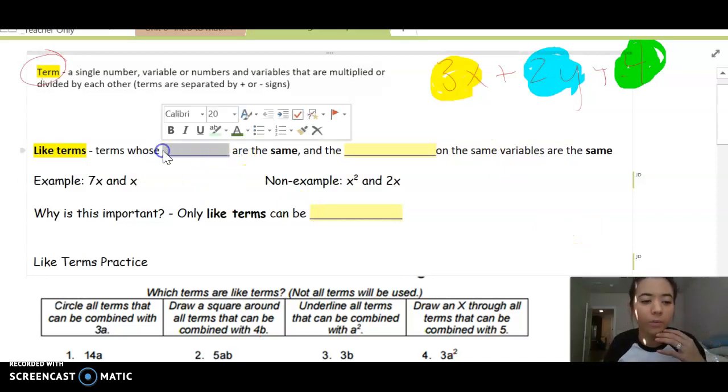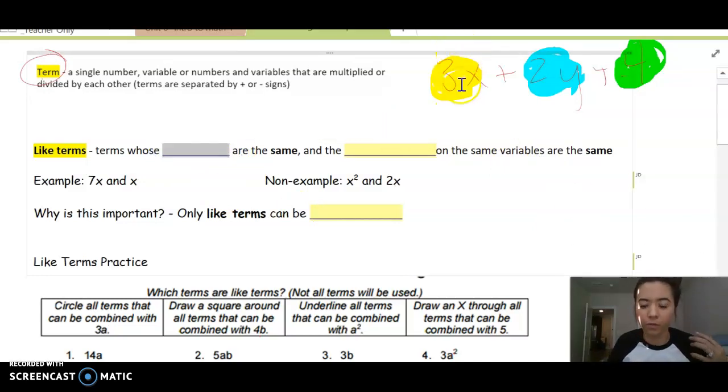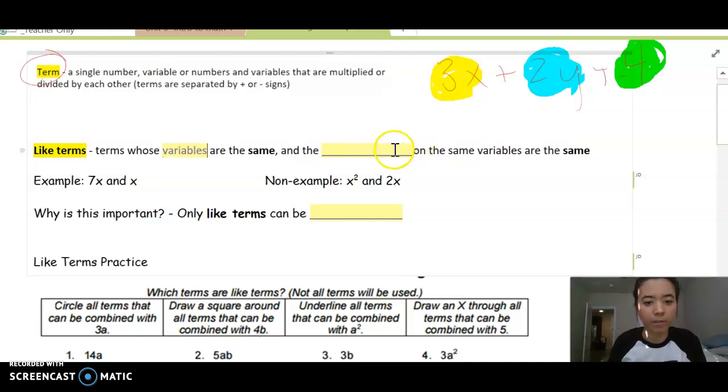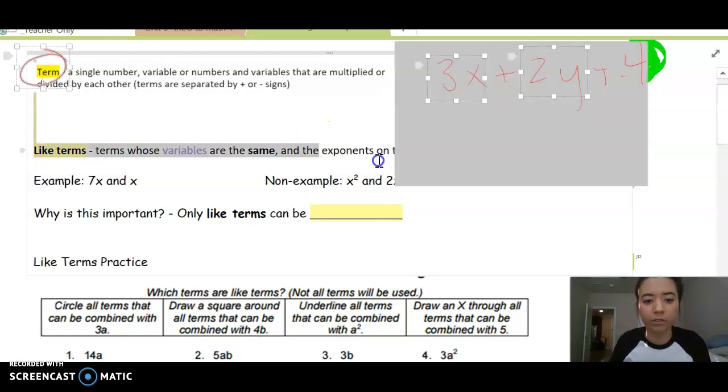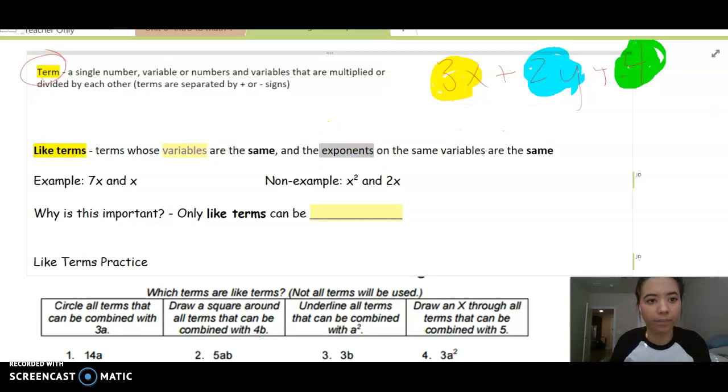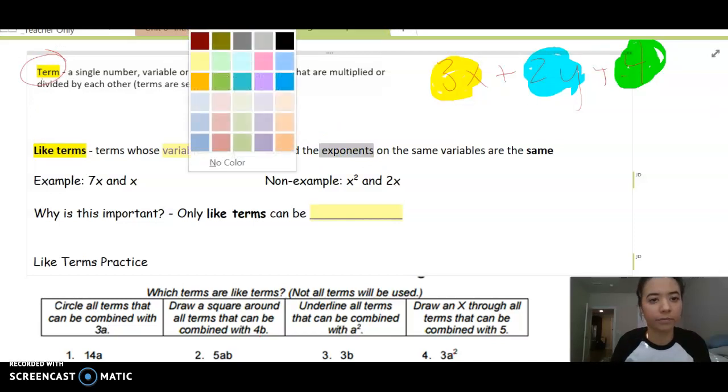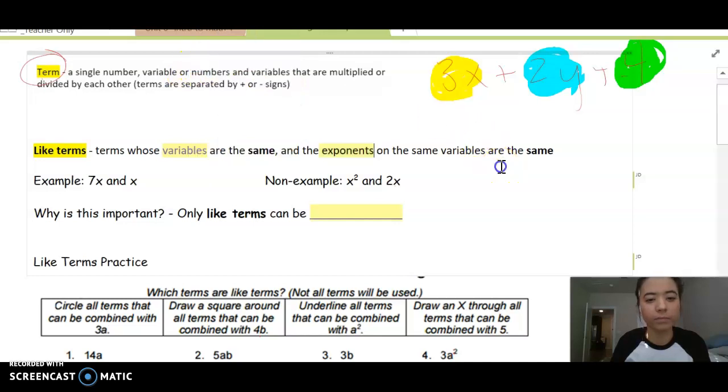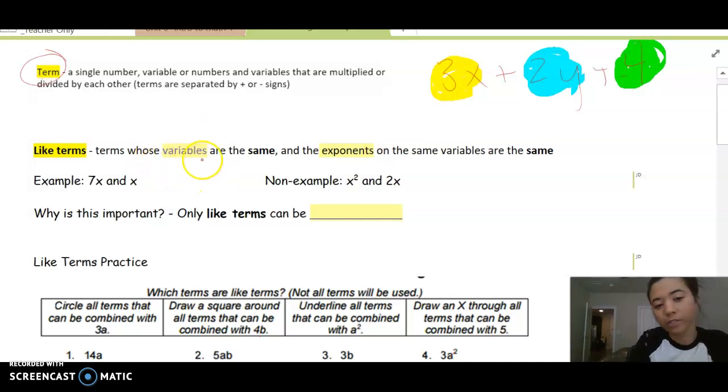Now, what do I mean when I say like term? What does it mean for one of these to be like? Like terms are terms whose variables are the same and the exponents on those variables are also the same. Now we have an example here. Again, the variable is the same and then the exponent on the variable is the same.